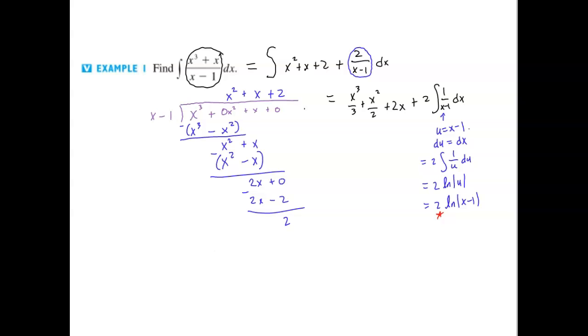All right, so my final answer: x cubed over 3 plus x squared over 2 plus 2x plus 2 natural log absolute value x minus 1 plus c. All right, questions about that one?